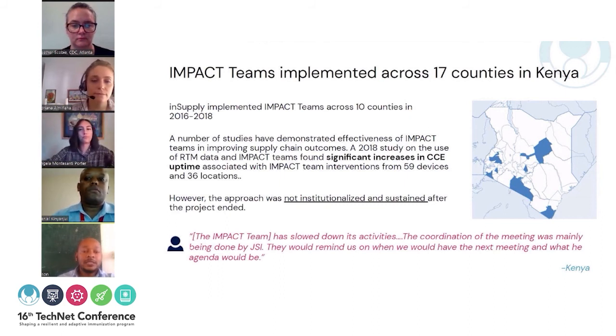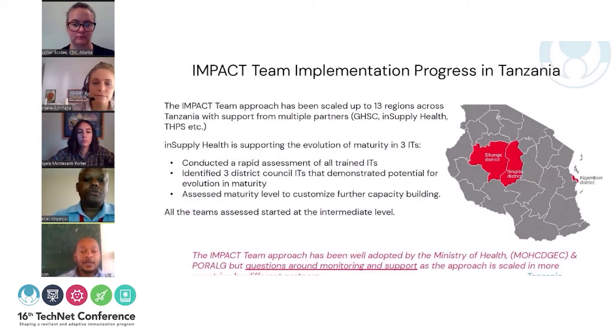What we learned, it helped, especially at that time, we were rolling out the RTMD devices. And so the study that was done at that time helped to improve the uptime recorded in those devices. But also we noticed there are still challenges around institutionalization and sustaining the approach moving forward. In Tanzania, we are also currently rolling out this system, and it's in 13 regions out of 26 regions.